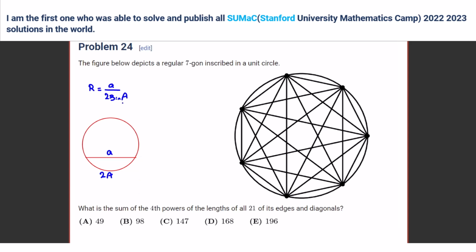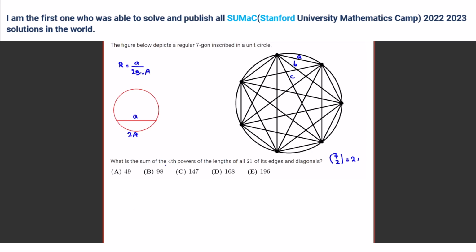Now it says we have a unit circle here, right? Then it says what is the sum of the fourth power of the length of all 21 of its edges and diagonals. Why 21? Because 7 choose 2 is 21, right? So let's consider this length A, this length B. How many different lengths are there? Just 3, right? Because look, 1 arc, 2 arcs, 3 arcs. 4 arcs is similar to 3 arcs, right?